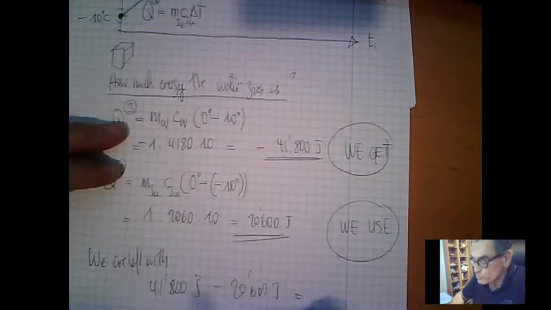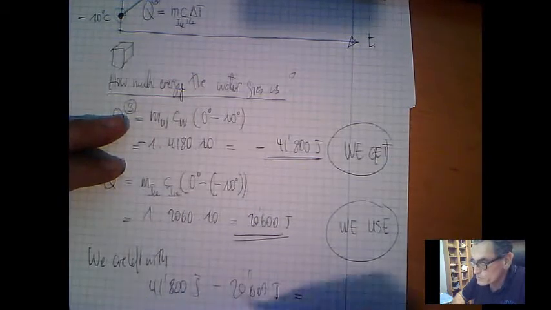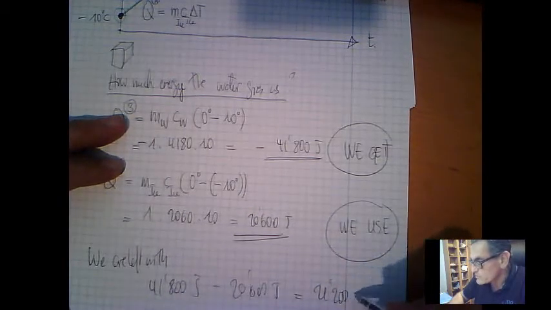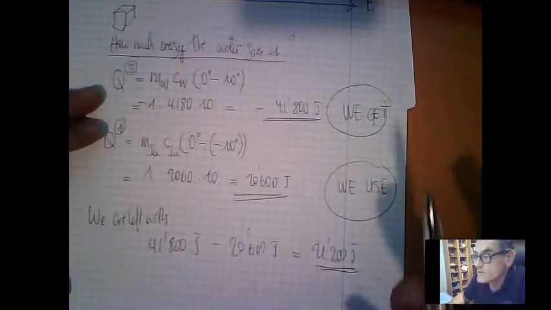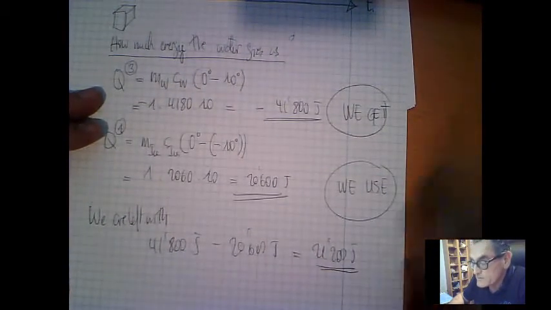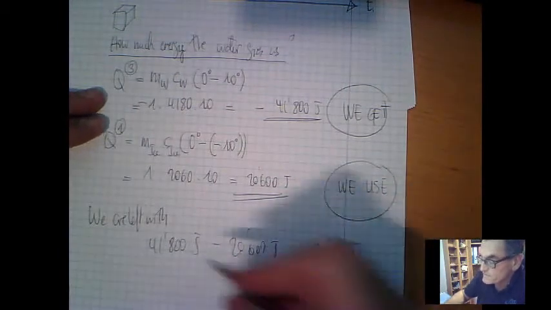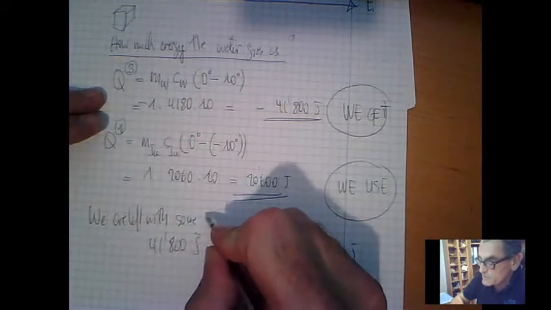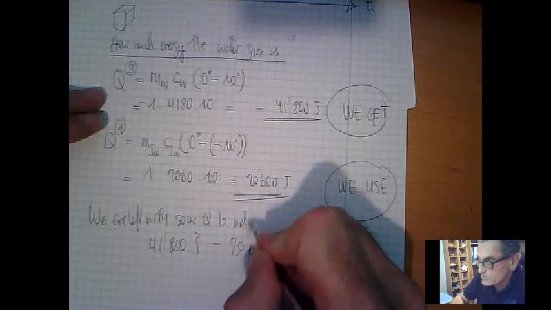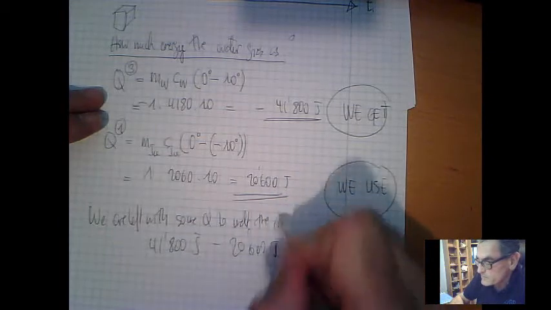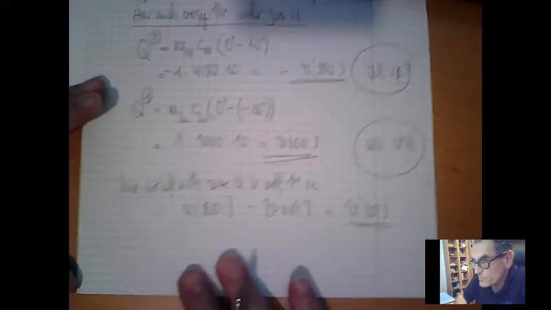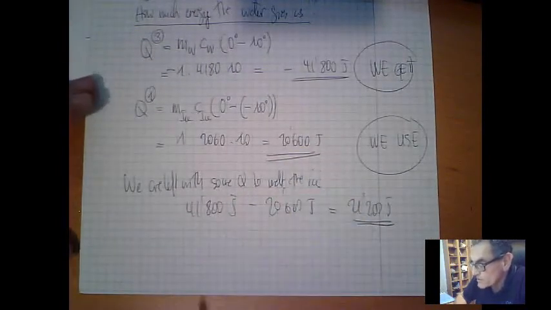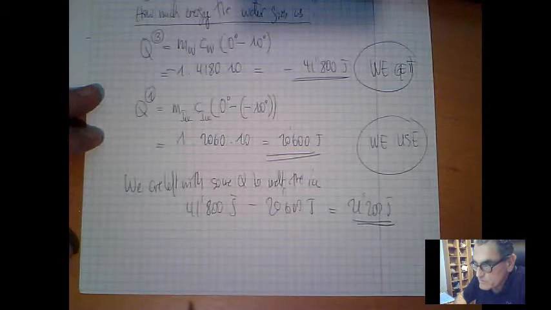Well, I can also do it by hand. It's 21,200 joules that are left in order to melt the ice. Okay, we are left with some Q to melt the ice. Okay, but how much ice do we melt with that? How would you do that? It's not very complicated reasoning.